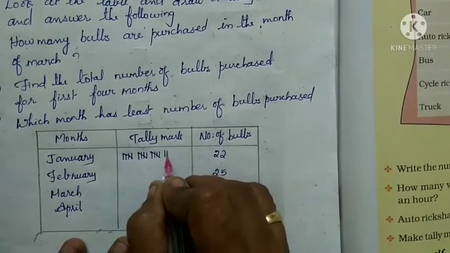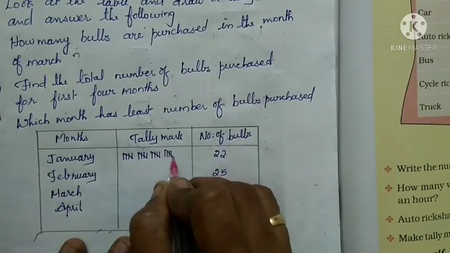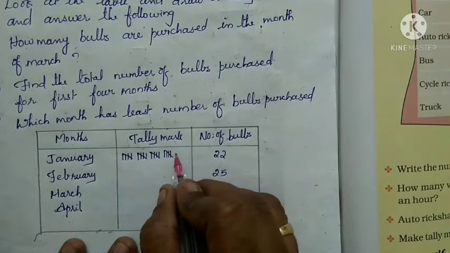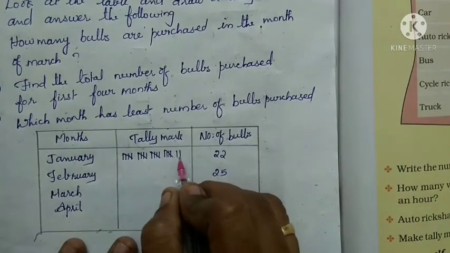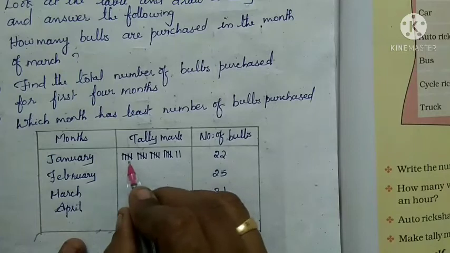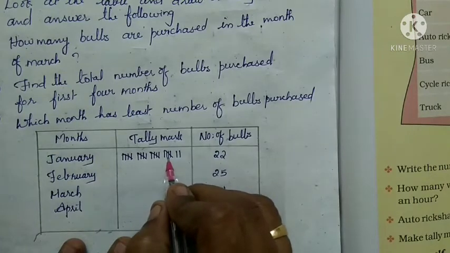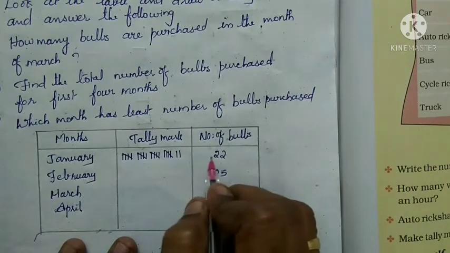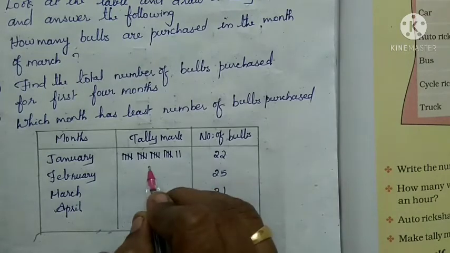15, 20, then 1, 2. So total 22. 5, 10, 15, 20, 21, 22. Okay. This is the way we have to represent the tally marks.